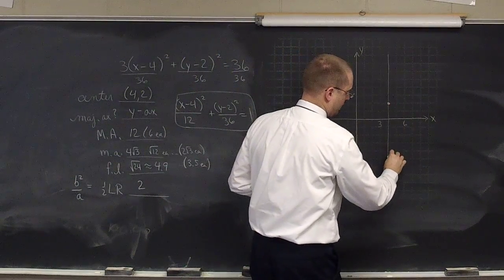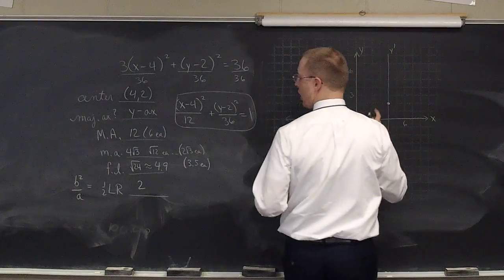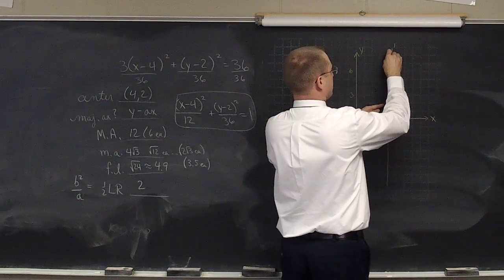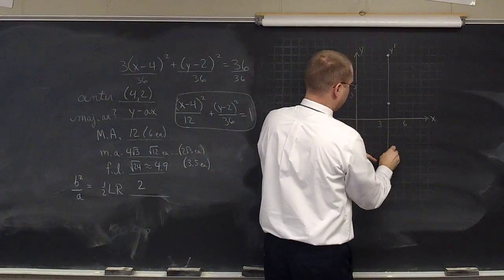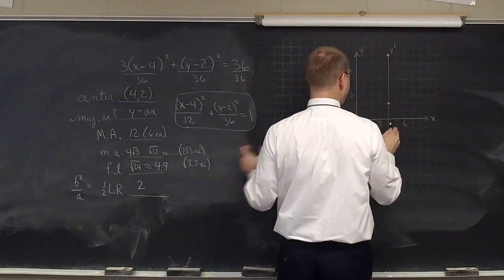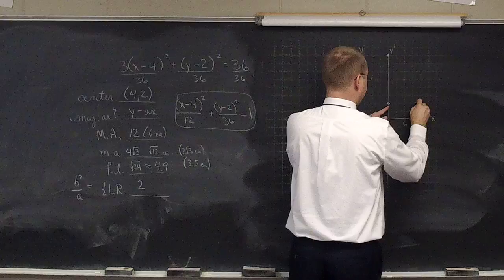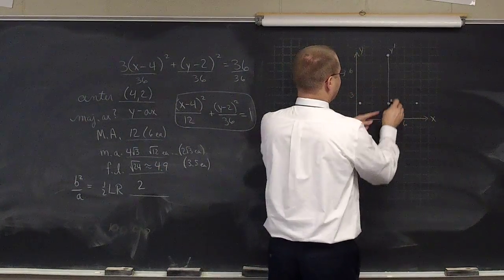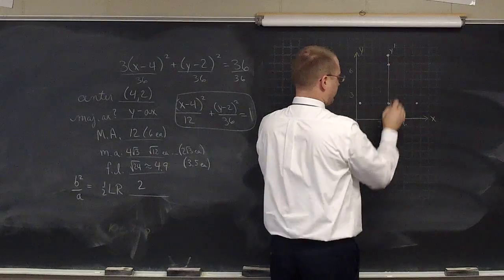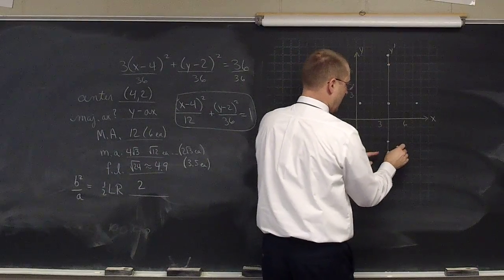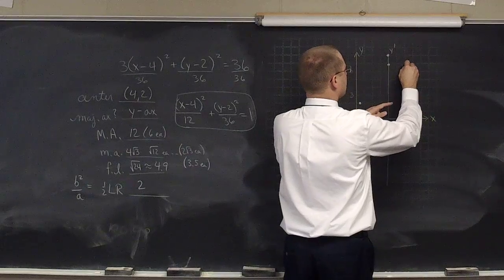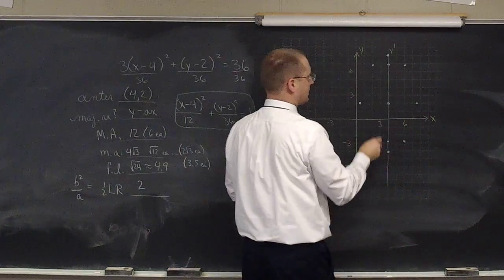Lightly draw yourself a y prime axis. Along the y-axis, go up and down 6. So that goes all the way to the top of my Cartesian plane. Go outward about 3.5. Go 4.9, so almost 5 to the foci. And then from there go out exactly 2 in each direction to the ends of the latus rectum.